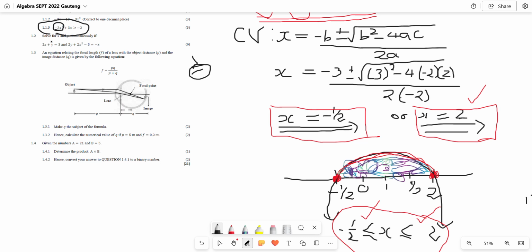In 1.2, it says solve for x and y simultaneously if we have 2x plus y equal to 3, and 2y plus 2x squared minus 5 equal to negative x. This is a simultaneous equation that we have, and we know by now that a simultaneous equation always consists of 2 distinctive equations. The word distinctive means 2 different equations. Here we have a linear equation, and here we have a quadratic equation. That's why they are distinctive.